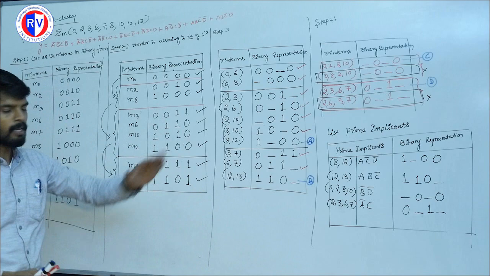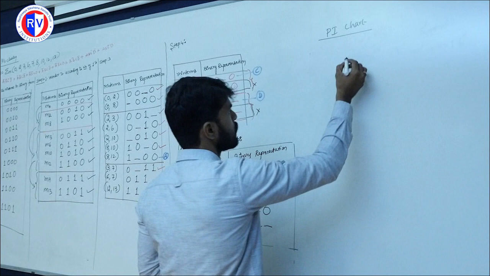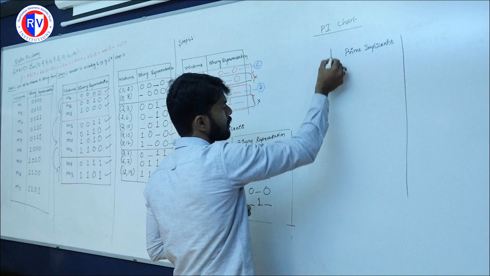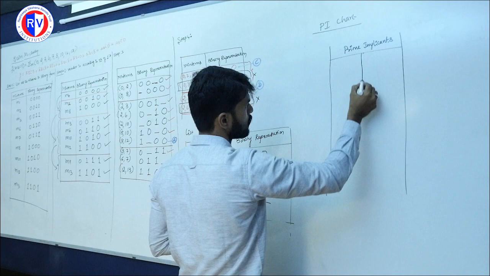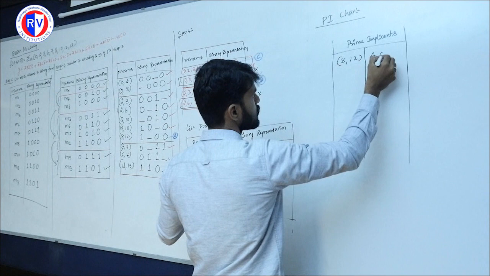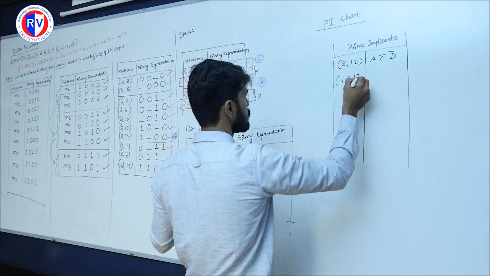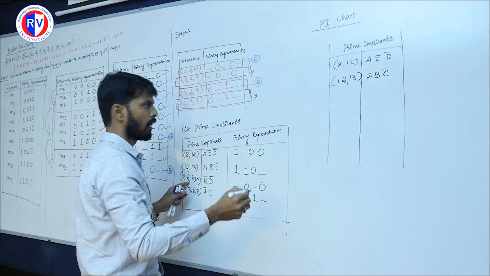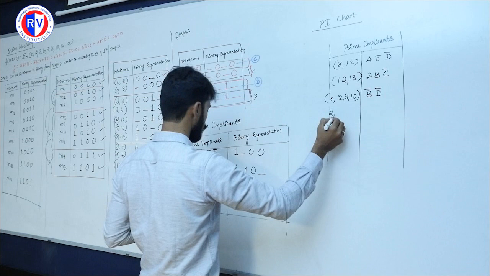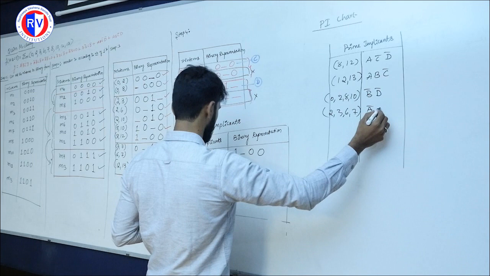So here I will construct the PI chart. This side I will write the PI chart. First I will write all the prime implicants, and I will try to represent all the min terms. So what is that? 8, 12 is there. That is A, C bar, D bar. Then 12, 13 is there. That is A, B, C bar. Then 0, 2, 8, 10. That representation is B bar, D bar. Then 2, 3, 6, 7 is there. That is A bar, C. This is actually a PI chart.